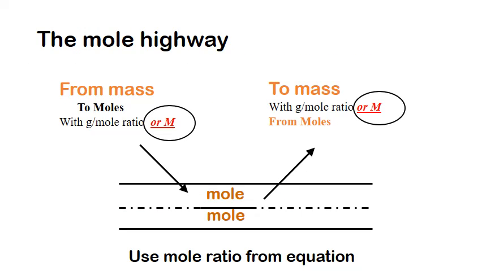Before we get there, we've got the mole highway picture again. Before, we got on the mole highway by using mass and grams per mole. It's also possible to get on the mole highway with volume and the molarity. If you use mass and grams per mole, you can get moles out of that. And with volume and molarity, you can get moles. So in either case, you're calculating moles from one of those two things. You can also get off the mole highway with volume and molarity. It works in both ways.